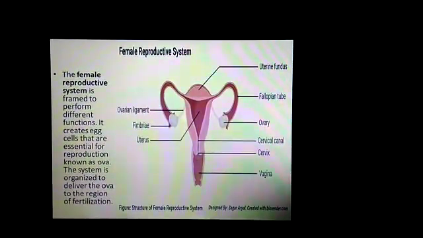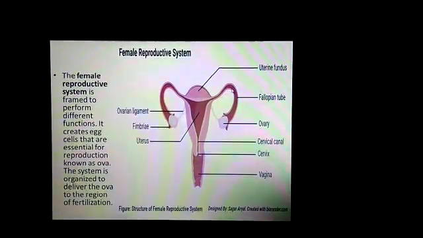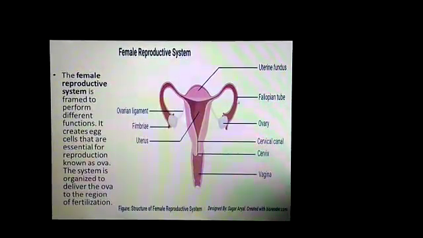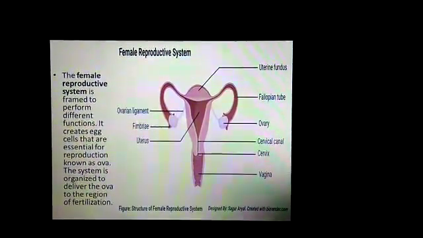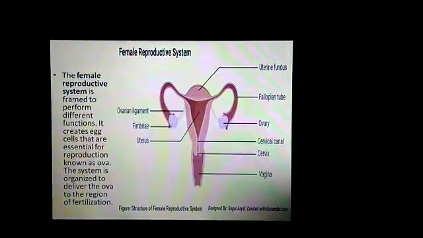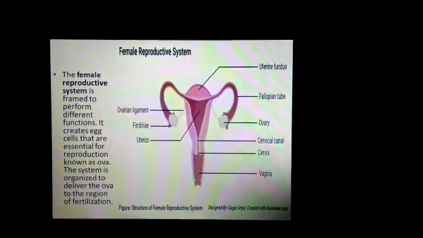A pair of narrow muscular long ducts you can see. This long duct, meaning a tube-like structure, you are seeing here on both sides. These are called the fallopian tube or oviduct. The mouth of the oviduct is expanded to form a funnel shaped structure. It is through this that the egg enters the uterus when it is released by the ovary.